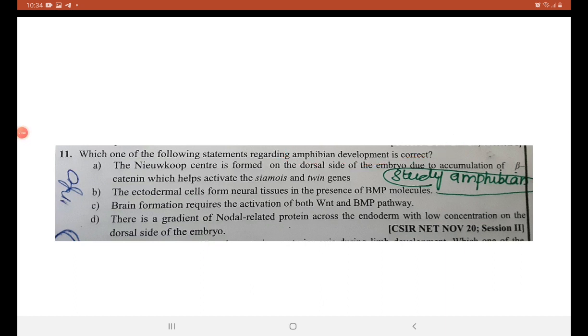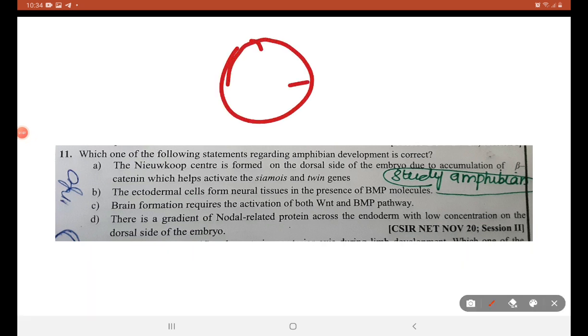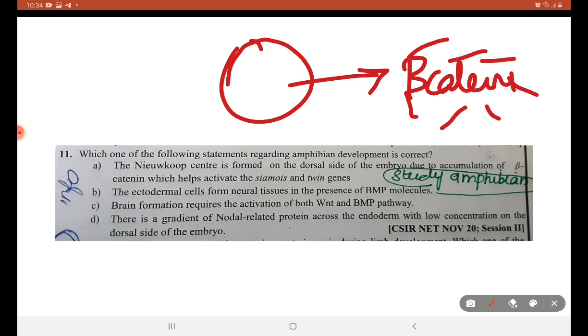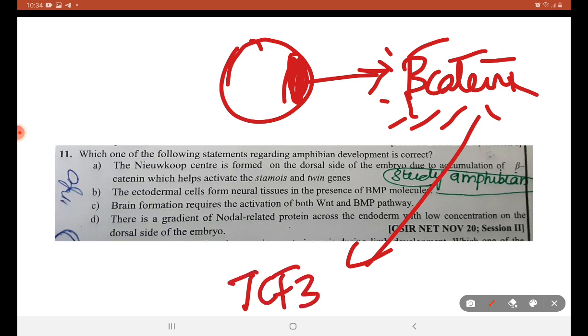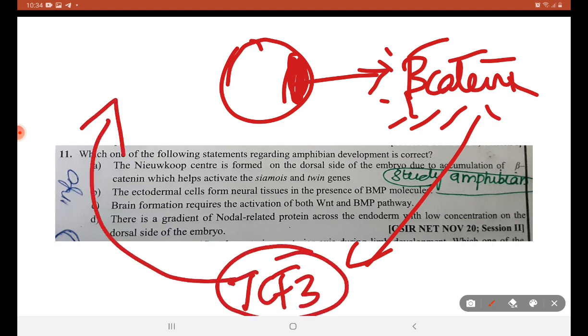With respect to amphibian development, in the dorsal side we have beta-catenin. Beta-catenin expression is being produced in the dorsal side. This beta-catenin will go and attach to TCF3 and will produce the expression of siamois and twin gene.